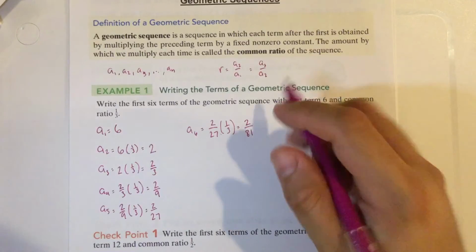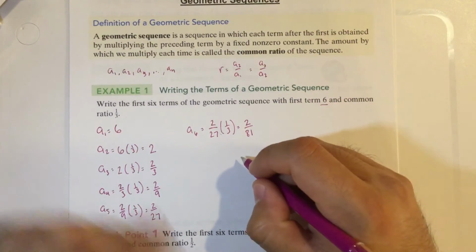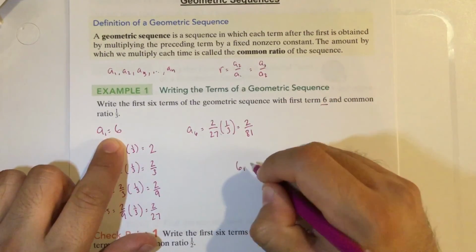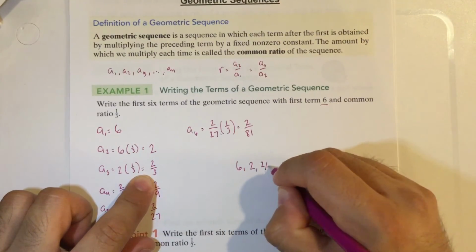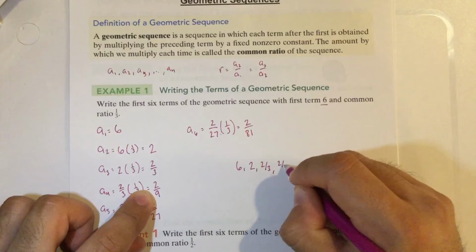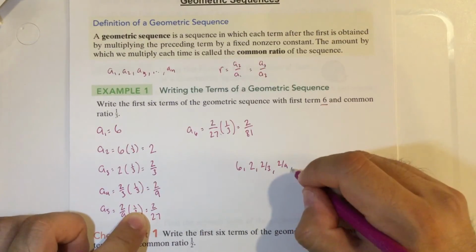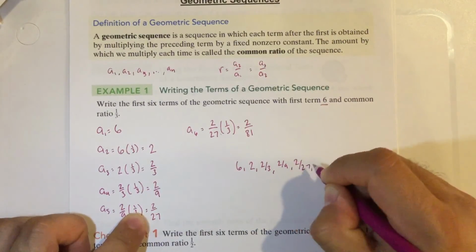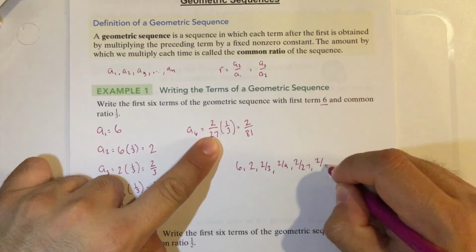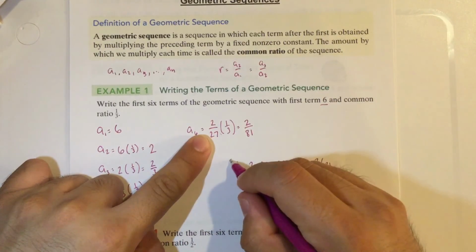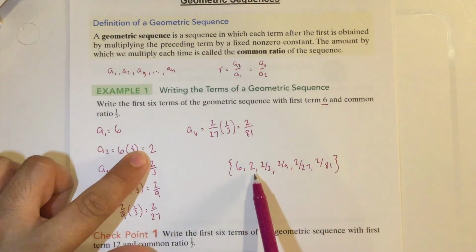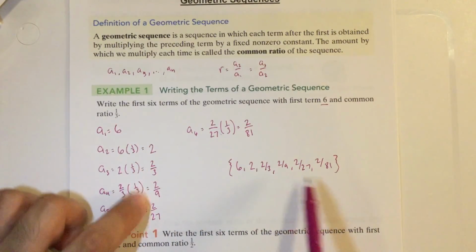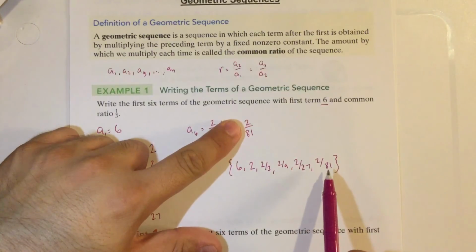So last but not least, my answer would be, starting with the first term, 6, 2, 2/3, 2/9, 2/27, and 2/81. And you can put this in braces. It's just the list of numbers, which are the solutions. So 6, 2, 2/3, 2/9, 2/27, and 2/81.